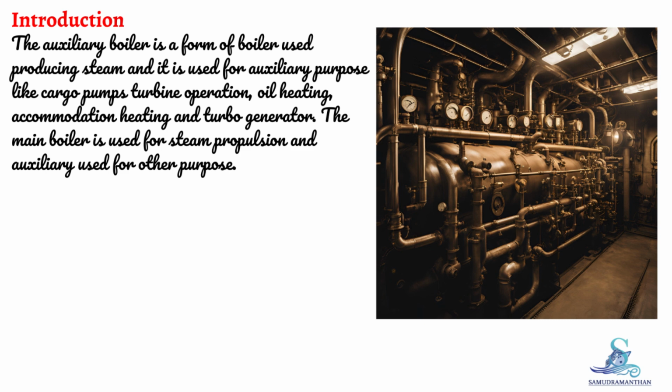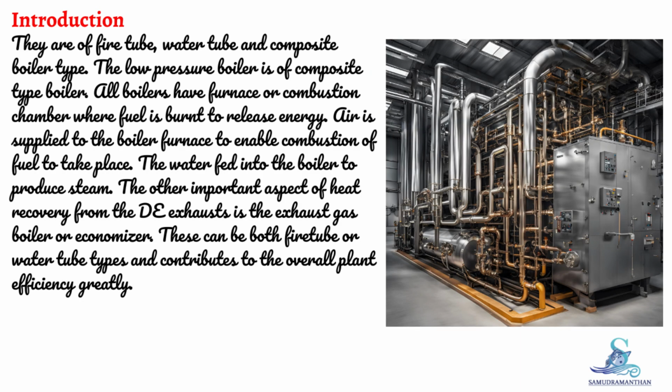The auxiliary boiler is a form of boiler used for producing steam, and it is used for auxiliary purposes like cargo pumps, turbine operation, oil heating, accommodation heating and turbo generator. The main boiler is used for steam propulsion and the auxiliary boiler is used for other purposes. They are of fire tube, water tube and composite boiler type.